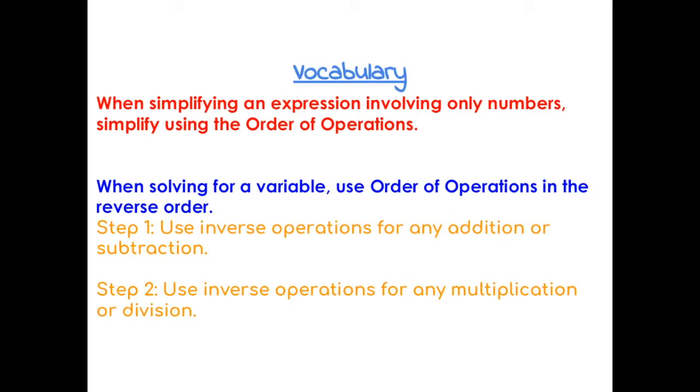When simplifying an expression involving only numbers, you simplify using the order of operations. When solving for a variable, you use the order of operations in the reverse order. So step 1 would be to use inverse operations for addition and subtraction, and step 2 would be to use inverse operations for multiplication and division.